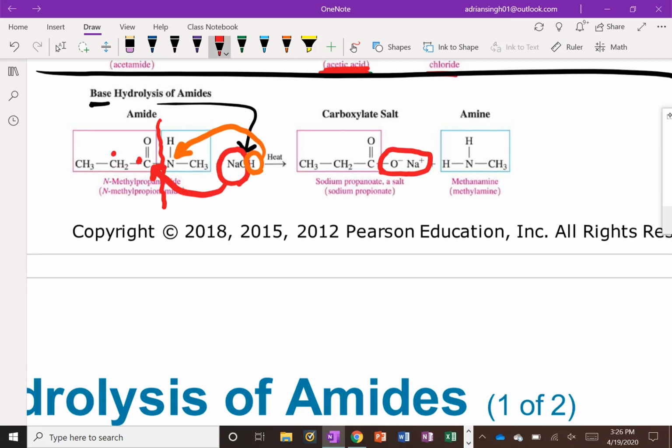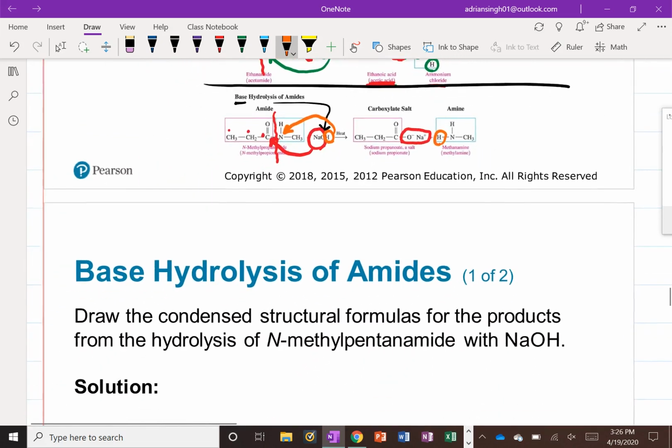So we had a 1, 2, 3 carbon carboxylic acid. That would have been propanoic acid. And now we have the salt of it, the sodium salt. So it ends up being sodium propanoate, which we saw before in the esters chapter. And when we stick that H onto our nitrogen, here's that H that we stuck onto it, we just have our regular amine, which in this case is methylamine. So we get the amine and we get the salt of the carboxylic acid.